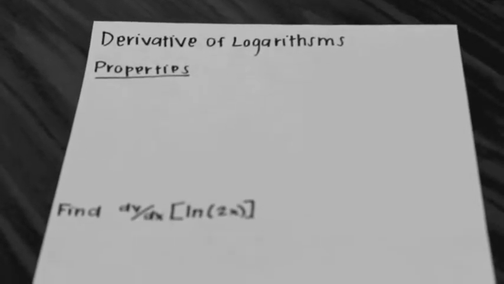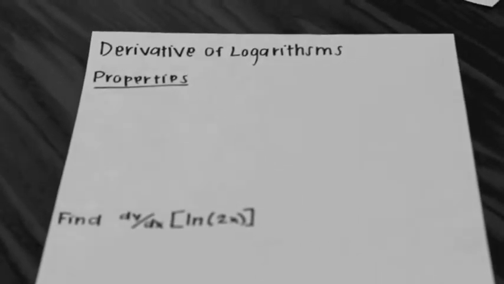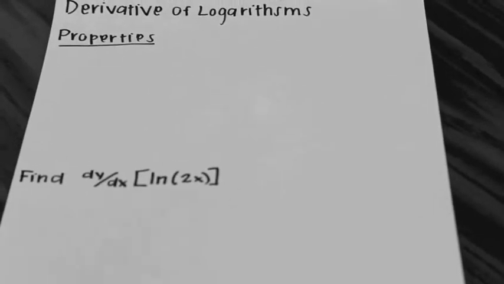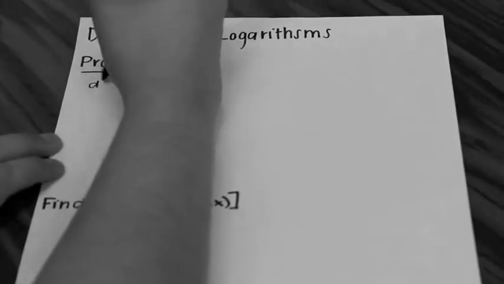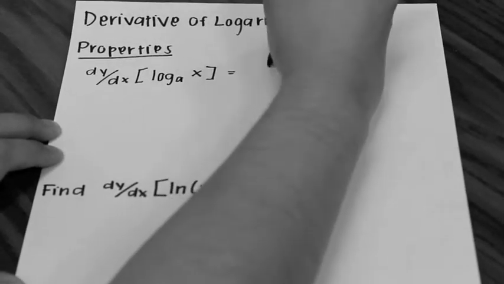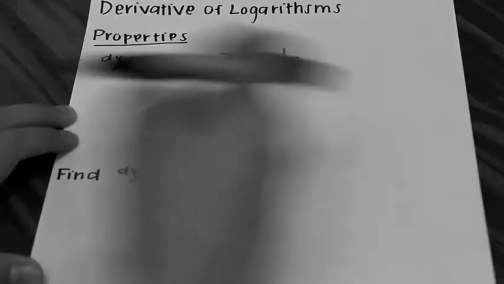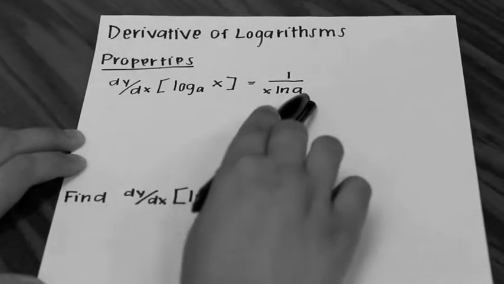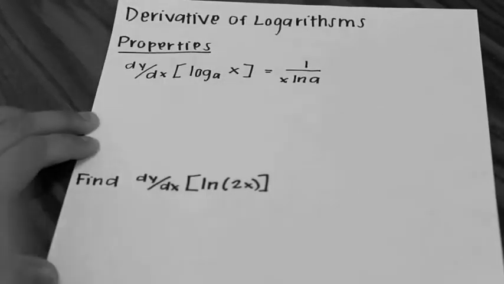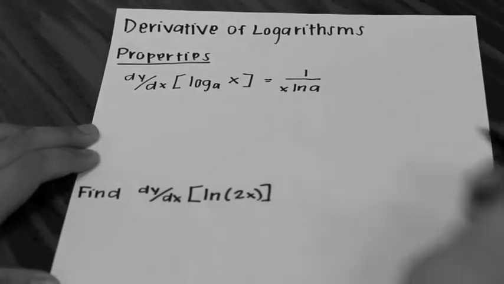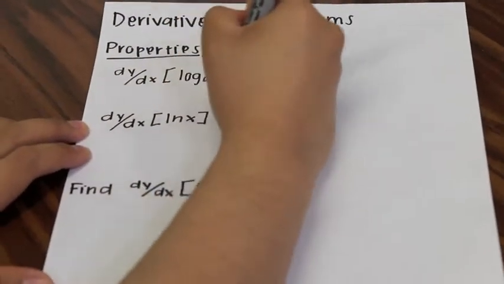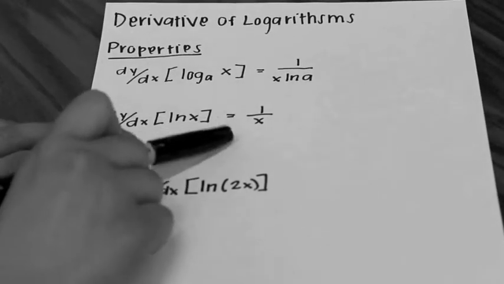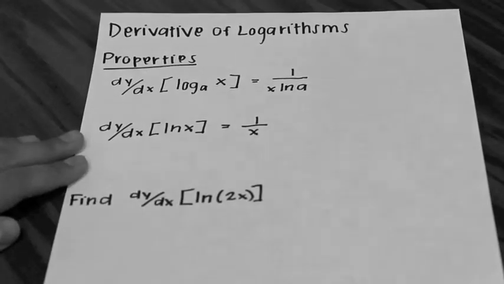So just as there are 2 basic properties for the derivatives of natural exponents, there are also 2 properties for the derivative of logarithms, and I'm going to write them now. So that's your first one. When you're taking the derivative of a log, your base becomes ln of that, and x goes in front, all under 1. Now here's your second one. The derivative of natural log of x is going to be 1 over x. So whatever x is, that's what it will be.